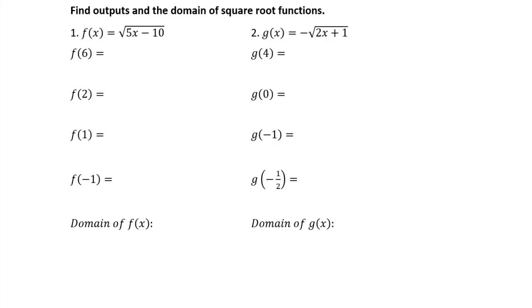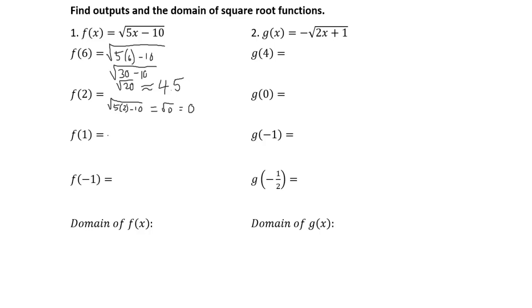All right, so in these, we're going to find the outputs. So we're going to plug in 6: 5 times 6 minus 10. 5 times 6 is 30. So 30 minus 10 is the square root of 20, which we put in our calculator is approximately 4.5. All right, let's plug in 2. So 5 times 2 minus 10. 5 times 2 is 10. 10 minus 10 gives the square root of 0, which is 0.